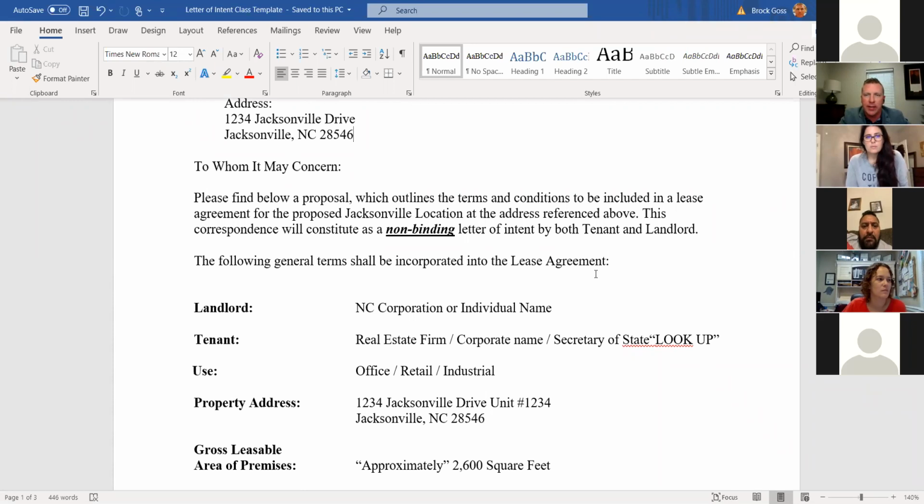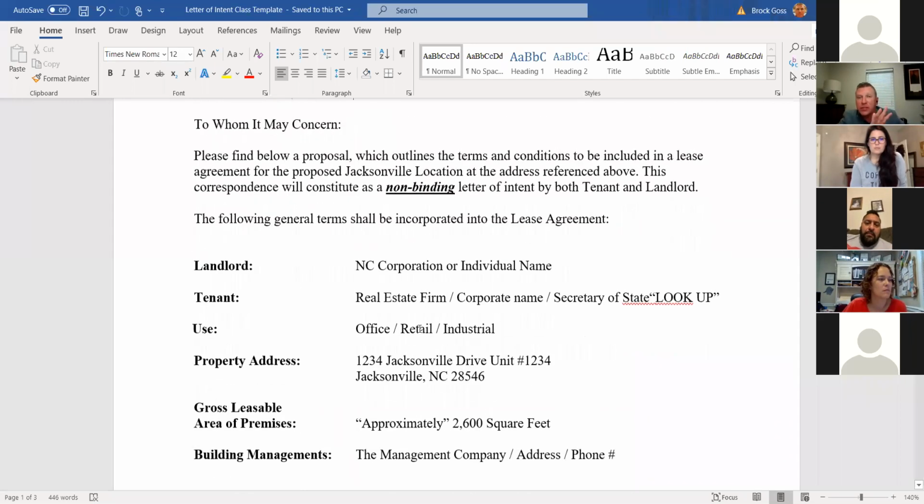Non-binding letter of intent. So if you have this signed up and it's all done and both parties sign, this is not a contract, okay? You can't take them to court. You can't do any of that. I want to reiterate that real quick. This is just so that you can use this to create a legal document. All right. Here we go.